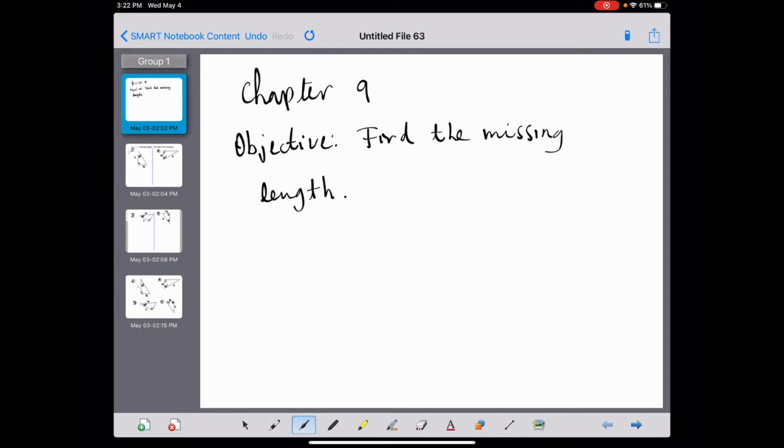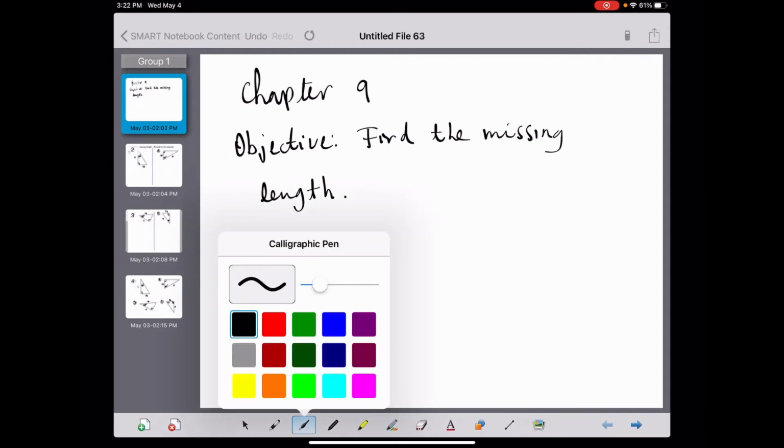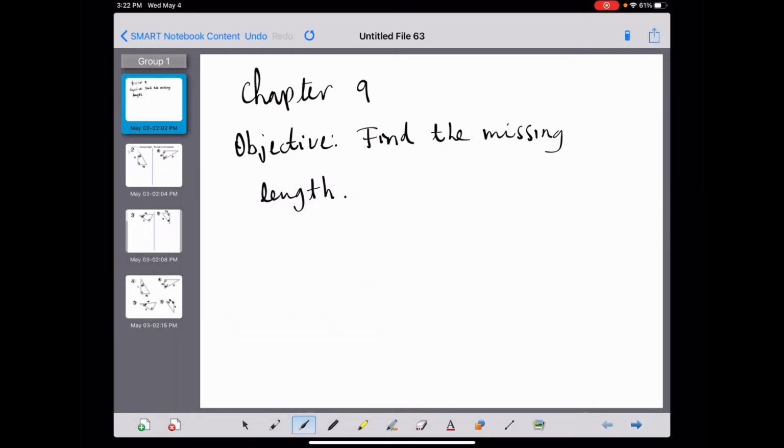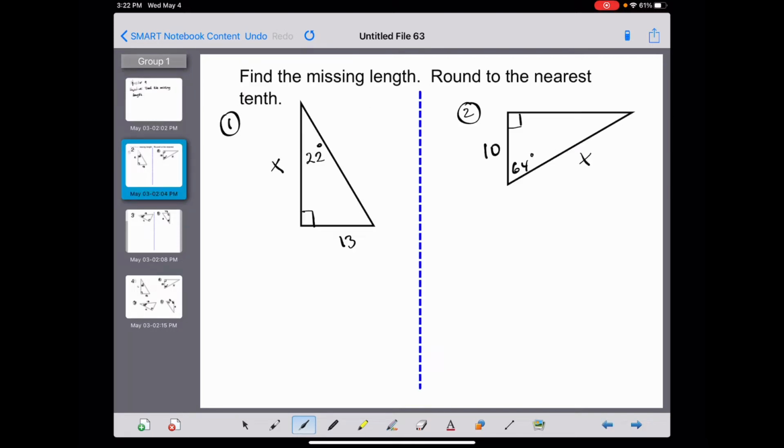Okay guys, today I'm gonna go over how to find the missing length without using the Pythagorean theorem, okay? So let's look at number one. In number one it says find the missing length, round your answer to the nearest tenth, meaning you only take one digit after the decimal, okay?